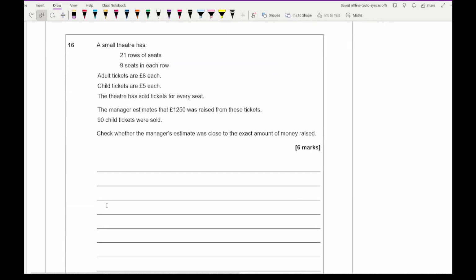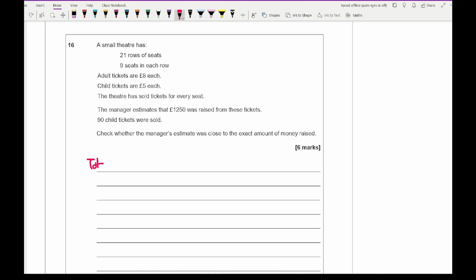Then moving on to question 16, it says that a small theatre has 21 rows of seats, 9 seats in each row. An adult ticket costs £8, a child ticket costs £5, and the theatre has sold tickets for every single seat. The manager estimates that £1,250 was raised from these tickets, and we know that 90 children tickets were sold. Check whether the manager's estimate was close to the exact amount raised. So let's first of all work out the total number of seats.